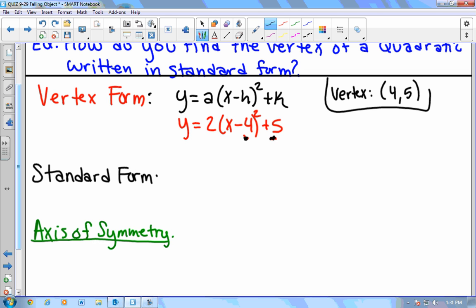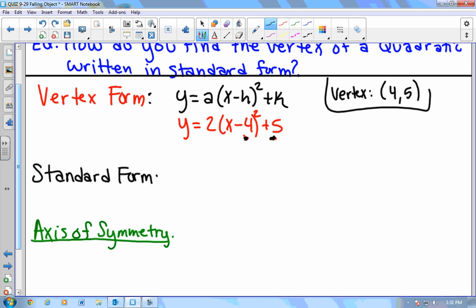Standard form is not as convenient, but when you get further into math, usually your quadratics are written in standard form versus vertex form. Vertex form is really nice because you can see everything. You can see the horizontal shift. You can see the vertical shift. You can see the change of slope. You can see the vertex just by looking at it.